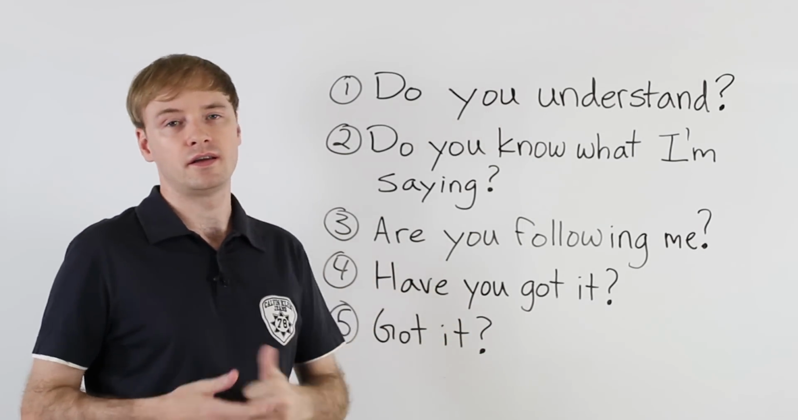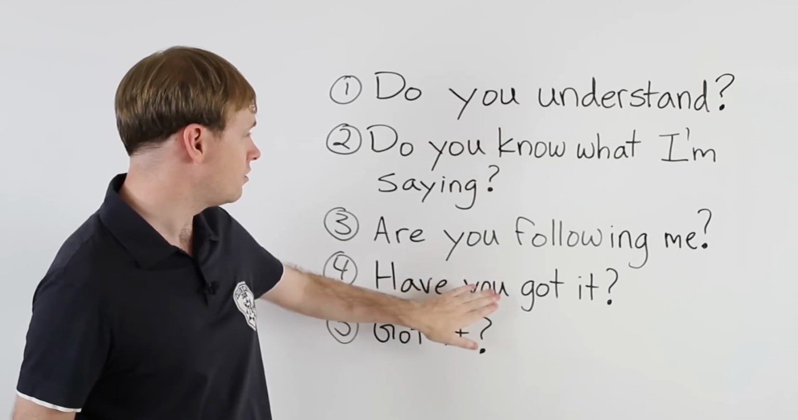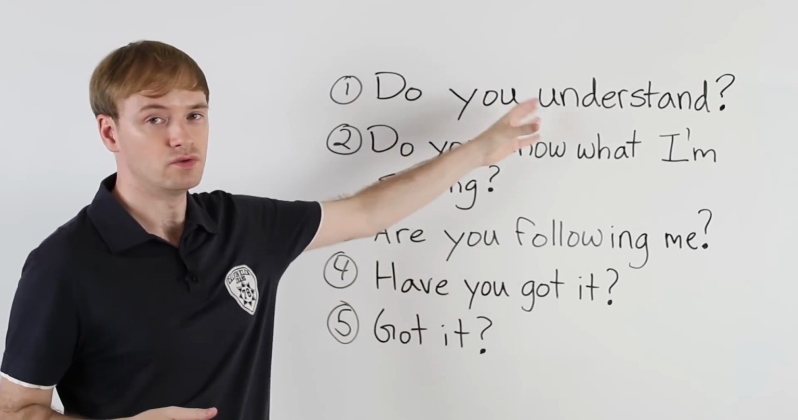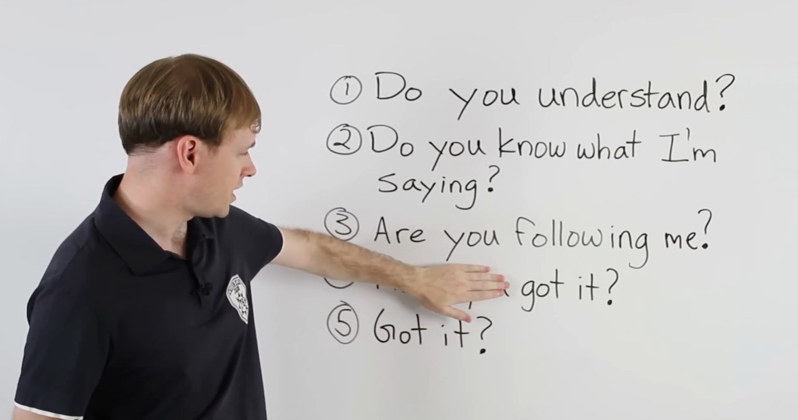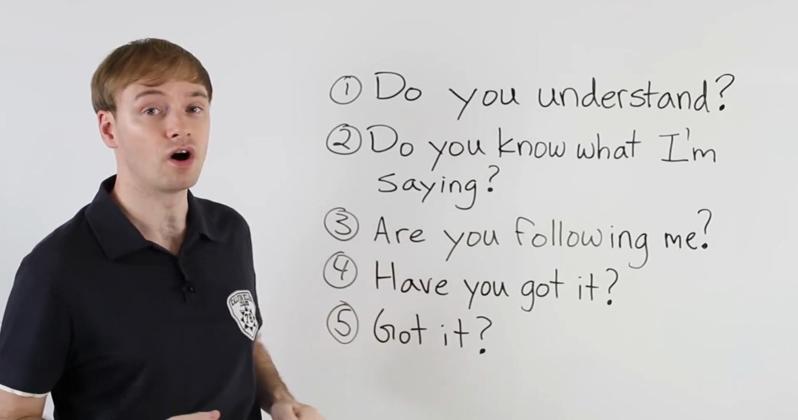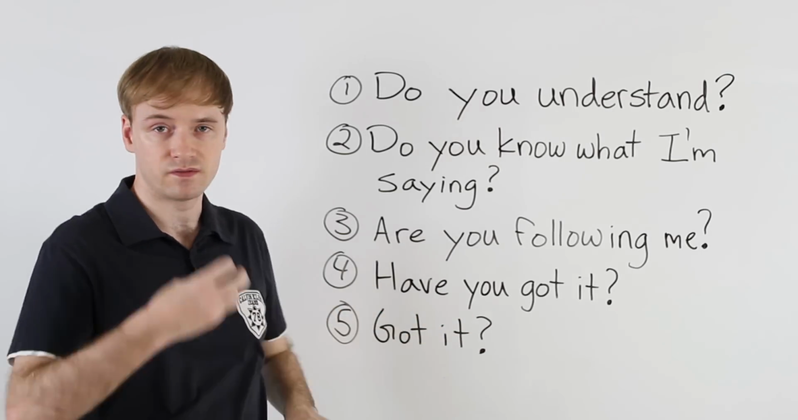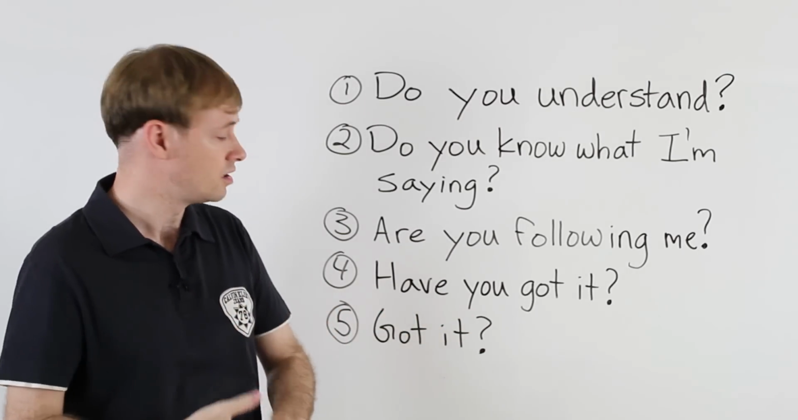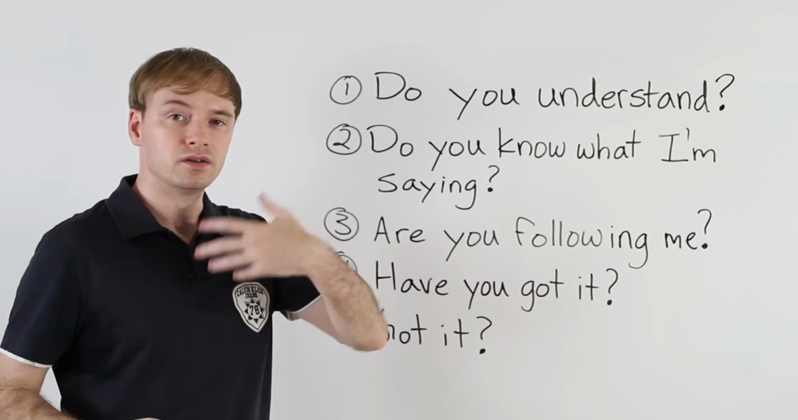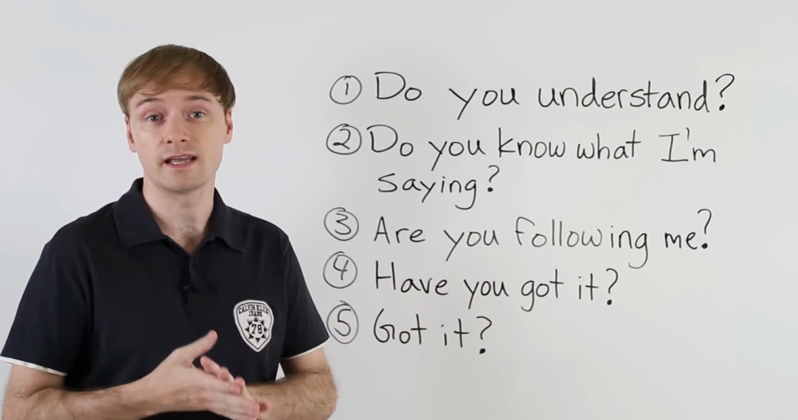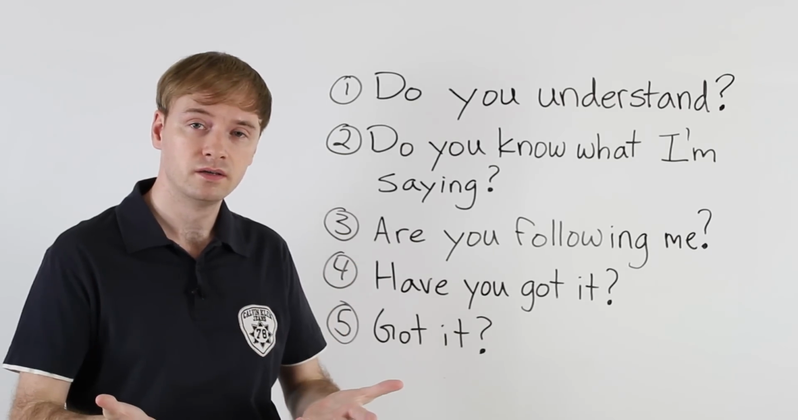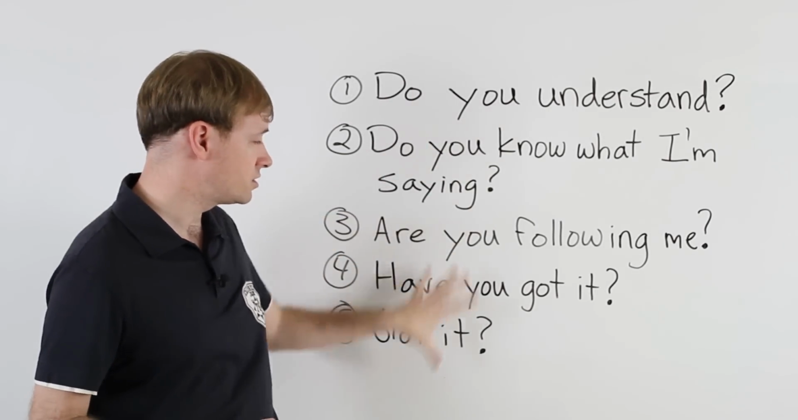Have you got it? Have you got it? Again, all of these mean the same. Do you understand? Have you got it? And a lot of people will cut the "have you" to just "got it." Now, this is only used for spoken English. Never write that. Got it. So you're talking to someone and you want to know if they understand you. You just ask, got it? Okay. So these are the questions.